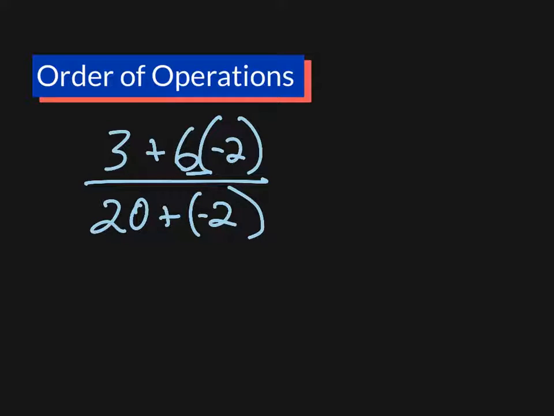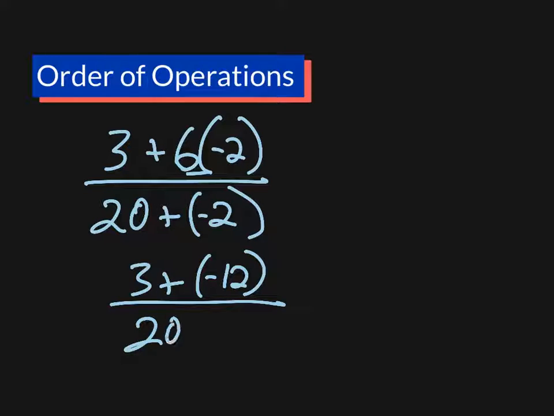So that's going to give us 3 plus negative 12 over 20 plus negative 2. Like I say, it's like the numbers on top and on the bottom are in invisible brackets because you can't do anything until you work with those. So we're going to add now because there's no more multiplying to do.